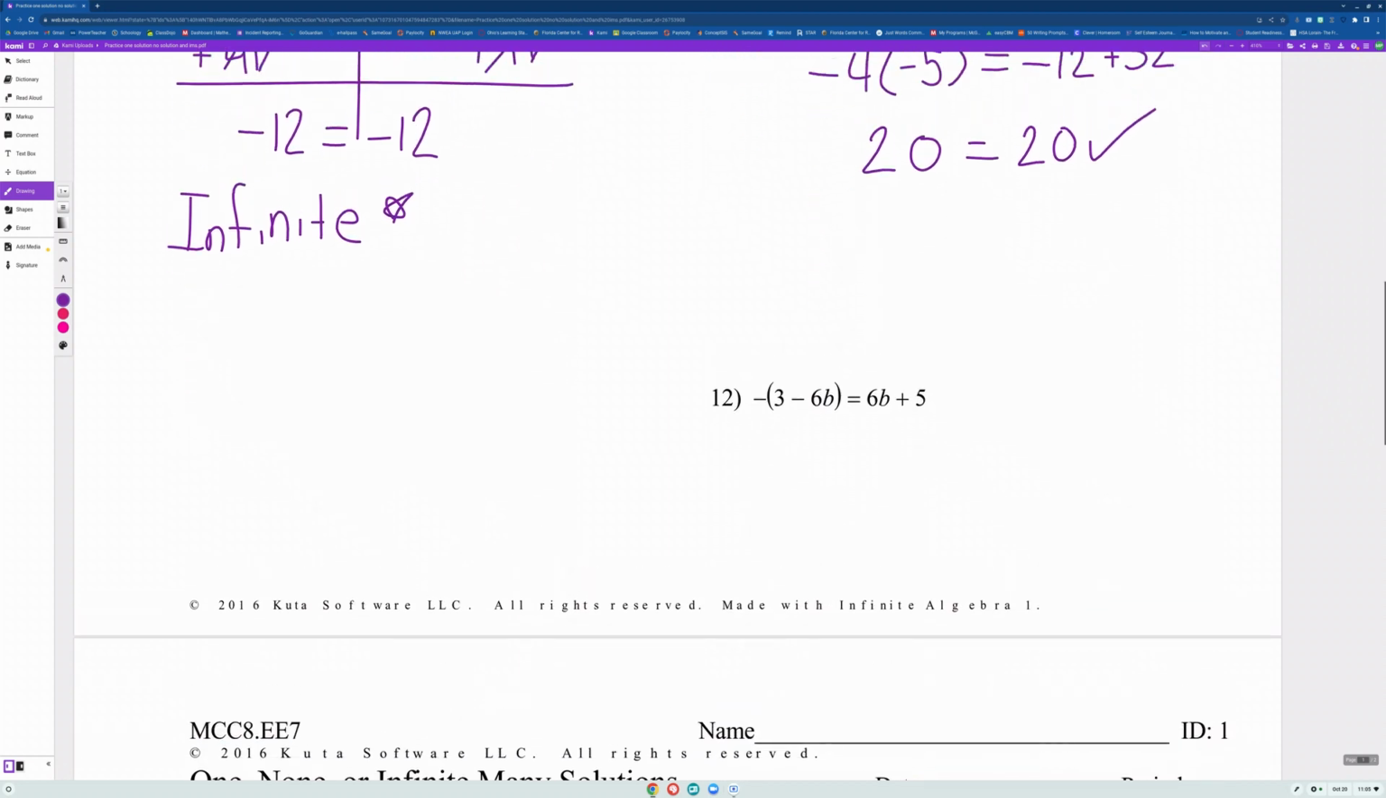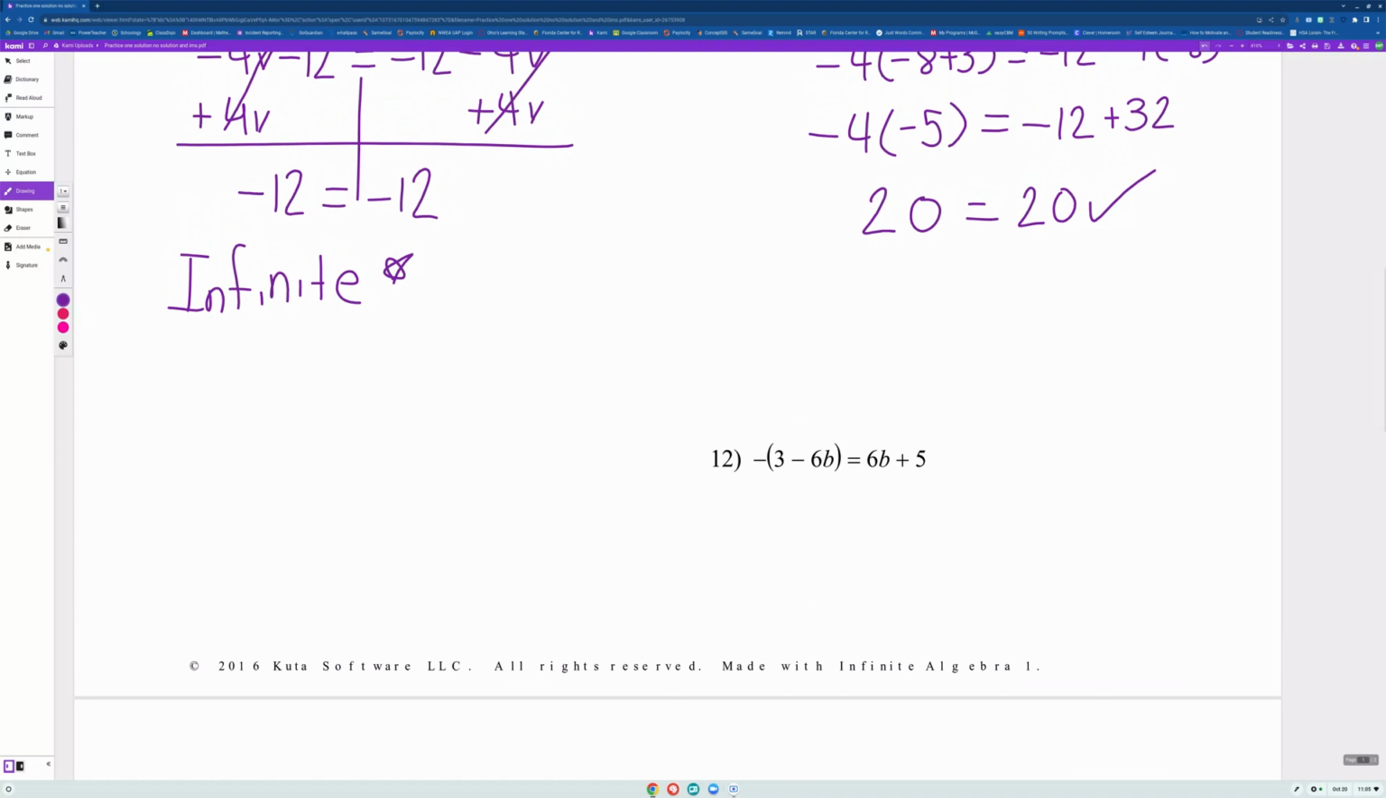All right, we're going to go ahead and do just one more. I have -(3 - 6b) equals 6b plus 5. So what I'm going to go ahead and do here is there's a negative outside of my parentheses, which is really just a -1. I'm going to take this -1 and distribute it inside my parentheses to get rid of them. So -1 times positive 3 is -3. -1 times -6b gives me a positive 6b. This is going to be equal to 6b plus 5.